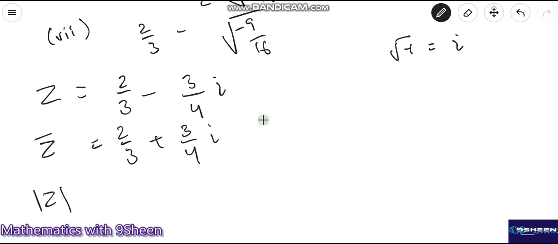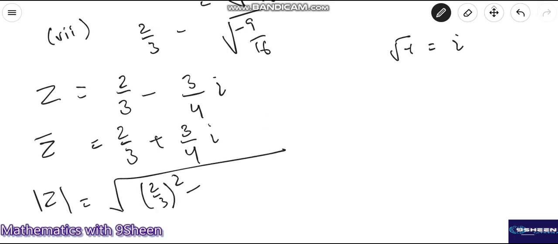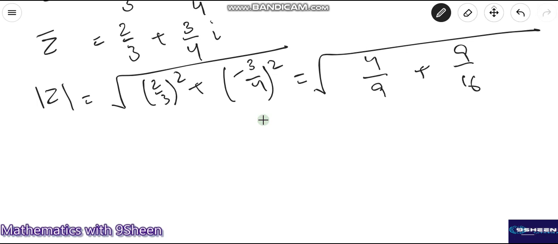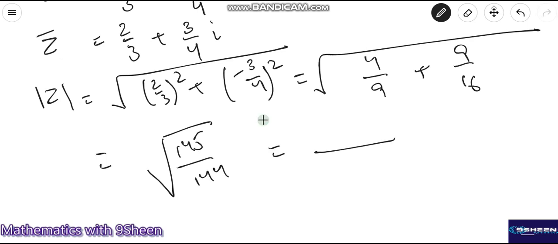Now it's your z. Your z bar is equal to 2 by 3 plus 3 by 4 iota. And your modulus will become 2 by 3 square plus minus 3 by 4 whole square. And it will be 2 to the 4, 3 3 is 9, minus minus removed, 3 3 is 9, 4 4 is 16. आप इसे साइंटिफिक कैलकुलेटर से सॉल्व कर सकते हैं डायरेक्ट. तो ये आपको वैल्यूज देगा 145 और 144. 144 आपका 12 का रूट्स है, तो देट्स वाई ये आपके पास 12 वैल्यू देगा, बट 145 किसी का रूट नहीं है. It is as it is.